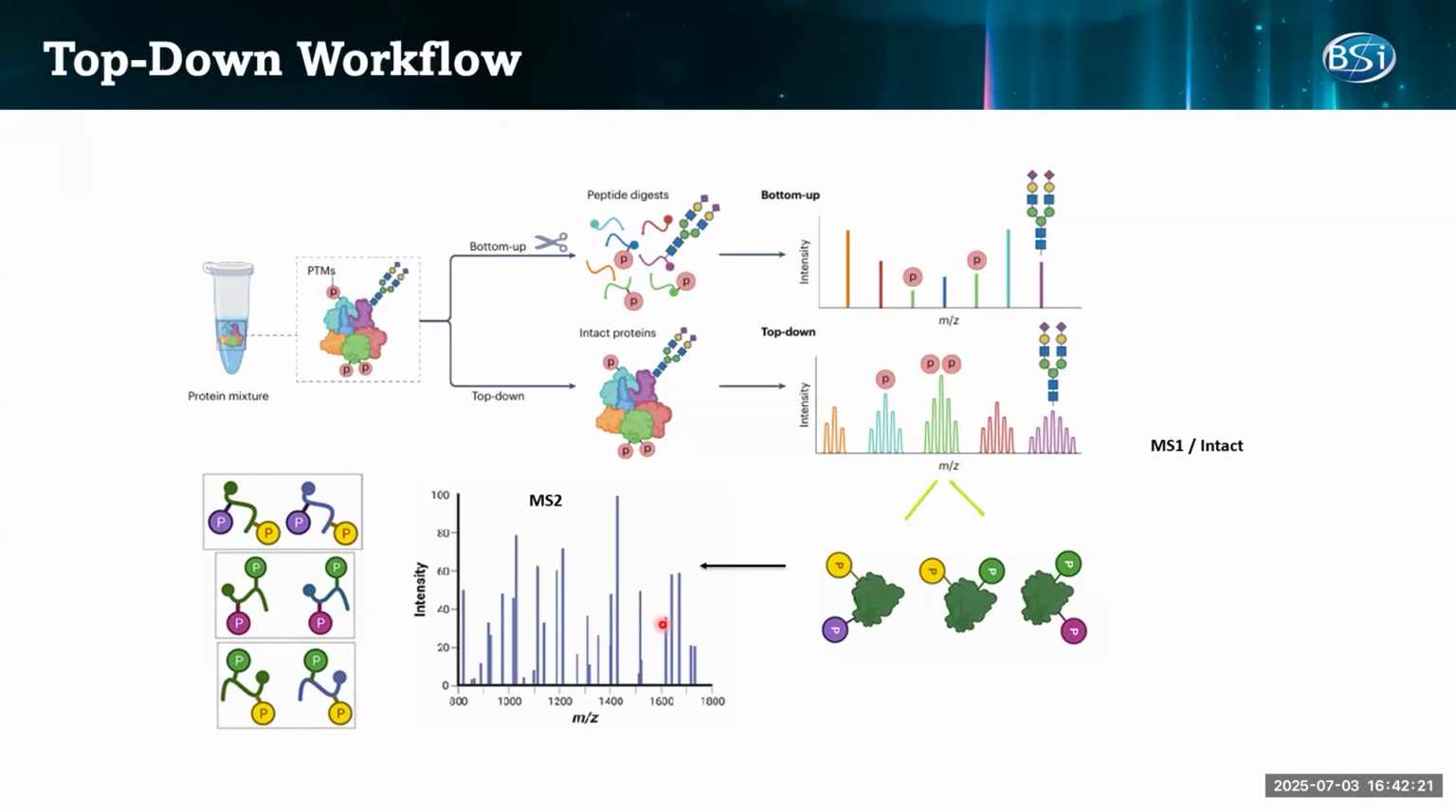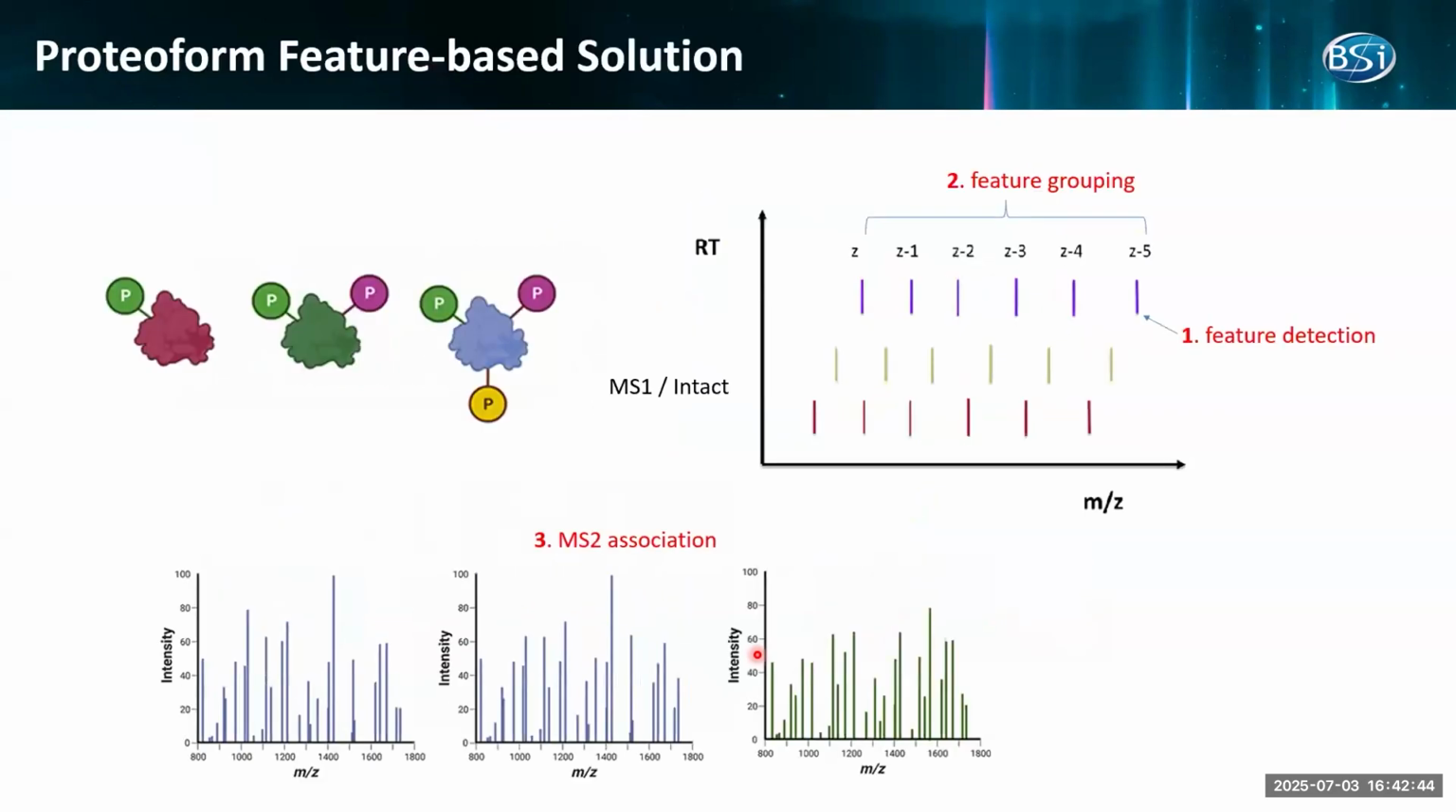If we are lucky, our tandem spectrum may contain those fragment ions related to those PTM positions. Then we can do identification at the proteoform level. And this is an experimental workflow that also follows this logic. You can expect the PICS algorithm for proteoform top-down is a proteoform feature-based solution.